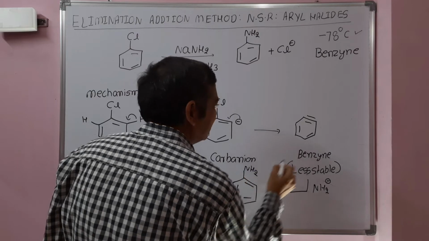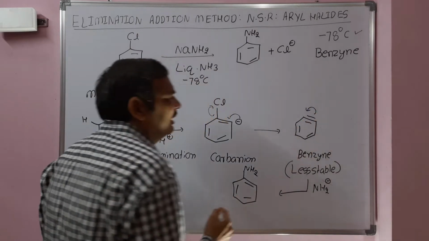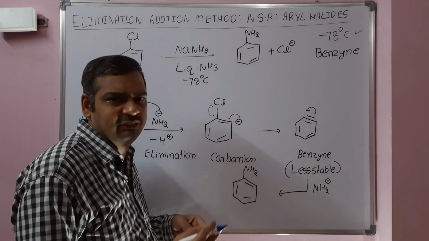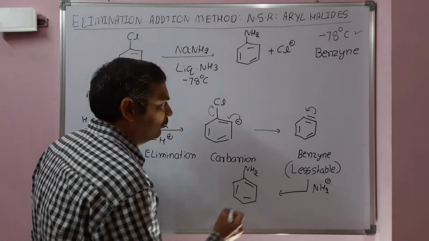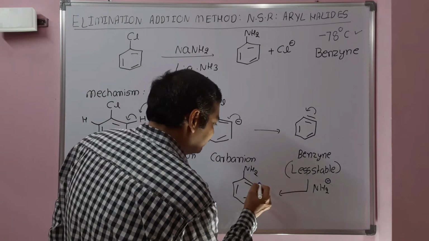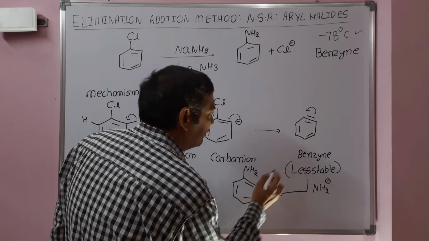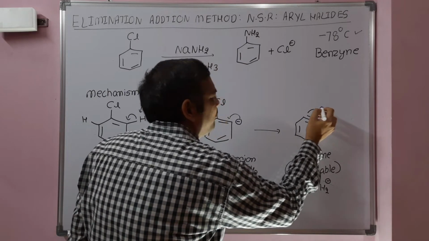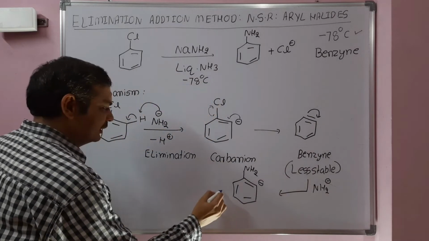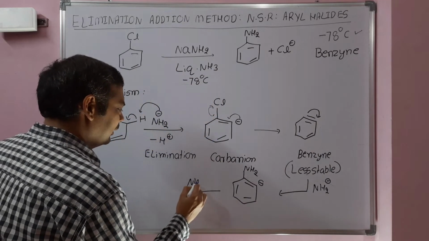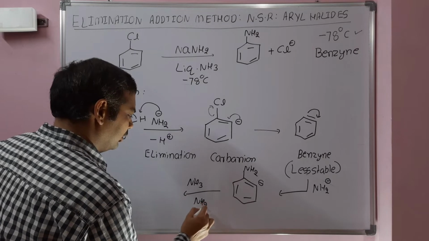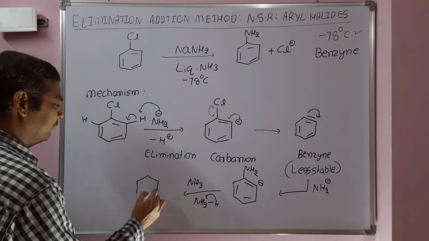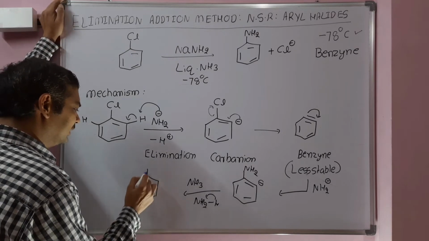Since it is symmetrical, the shift of electrons can take place from either direction. Whereas if a substituent is present, different products will be formed, which we will discuss in the next example. Since the electrons shift from here to here, a carbanion is formed again. Let me write it like this. NH2 minus will attack here, so there is a negative charge here. Since ammonia is there in the reaction mixture, H plus will attack there to give aniline. So finally aniline is obtained.